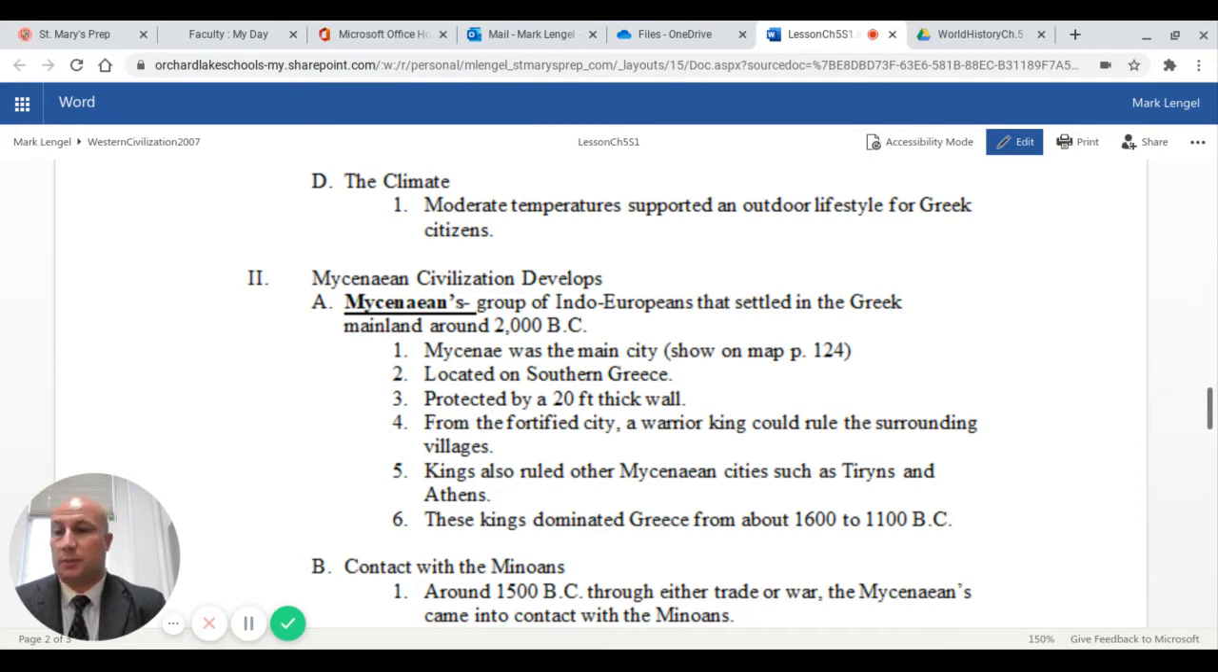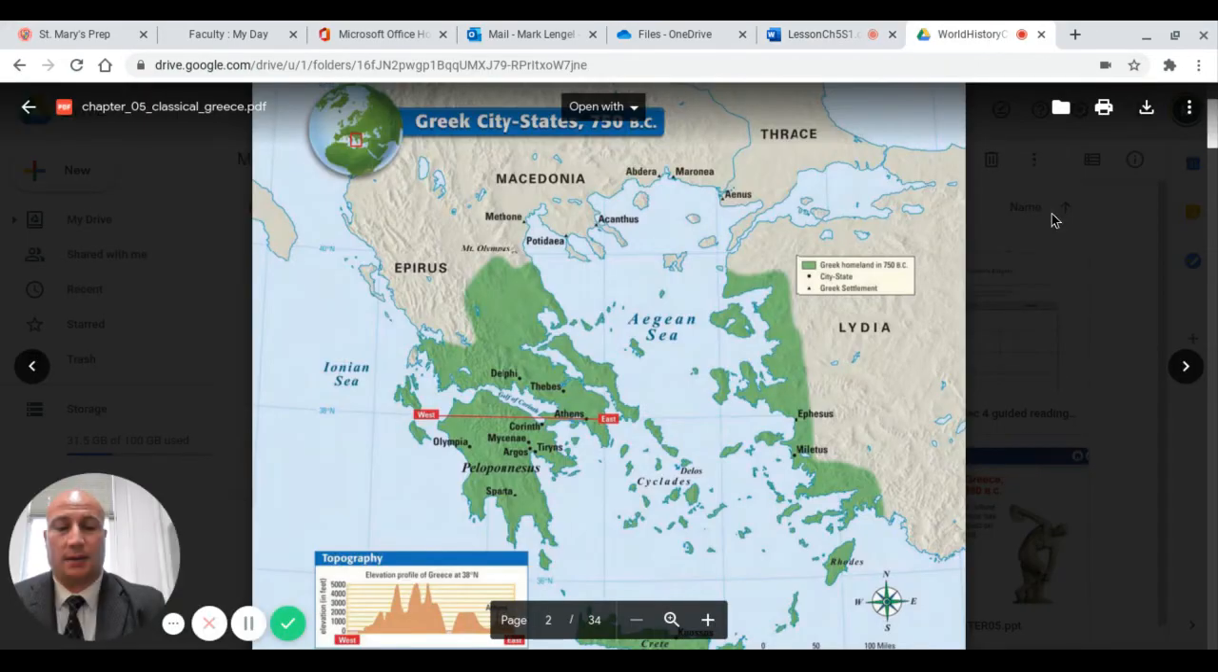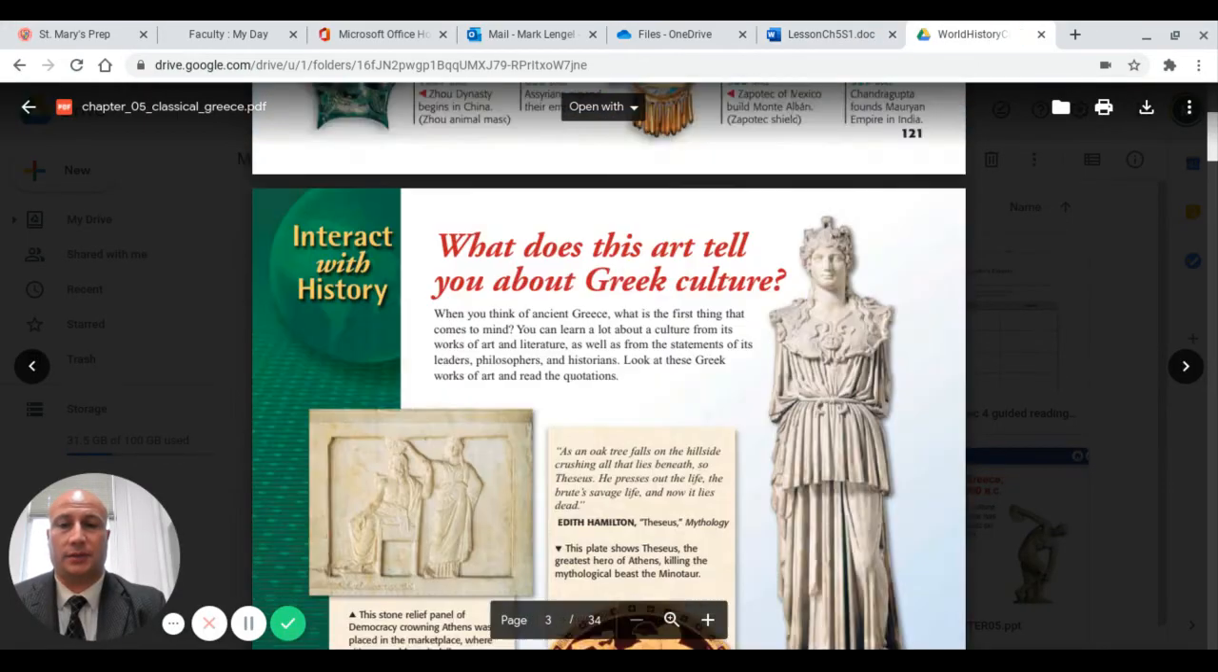Roman numeral 2 is going to talk about the earliest of the Greek city-states, the start of their civilized process. It's called the Mycenaean Civilization. The Mycenaeans are a former group of Indo-Europeans. These are people from the steppe lands, kind of modern day Russia and Ukraine. They settled in the Greek mainland around 2000 BC. Mycenae became the capital city. I'll show you that on a map, which is just a few pages down in your text.